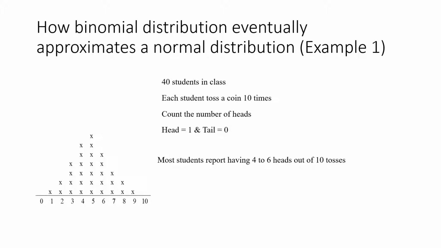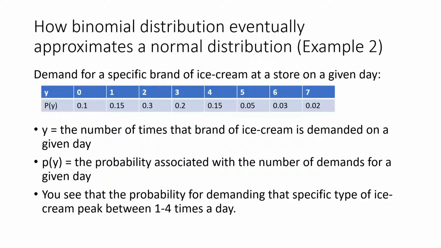You will notice that most students report having 4 to 6 heads out of 10 tosses. The diagram on the left approximates a normal or bell curve as the sample size gets larger. This is an example of how a binomial distribution can eventually approximate a normal distribution.